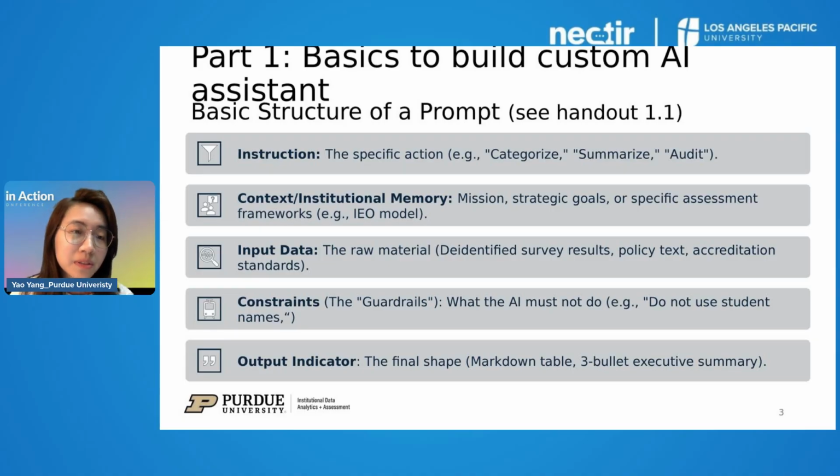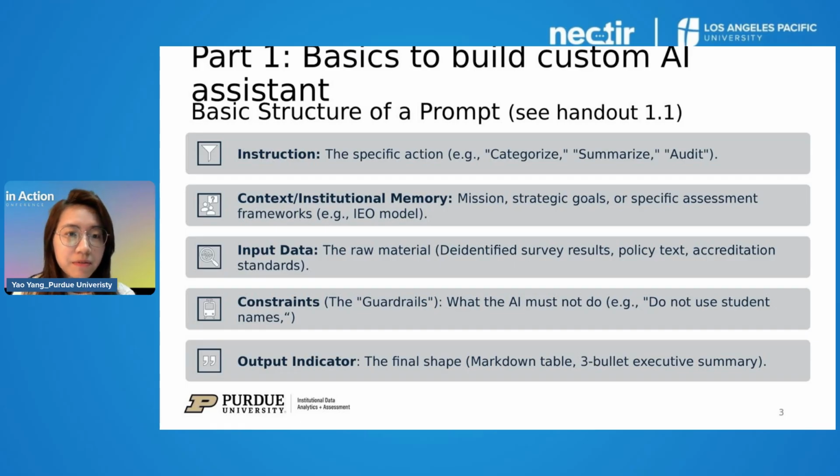And the fourth component is constraints. These are the guardrails. They define what the AI should not do. For example, because we're dealing with a lot of sensitive information, we have to tell our assistant to never use students' names in any report, and never make any unsupported claims, because that will lead to hallucination.